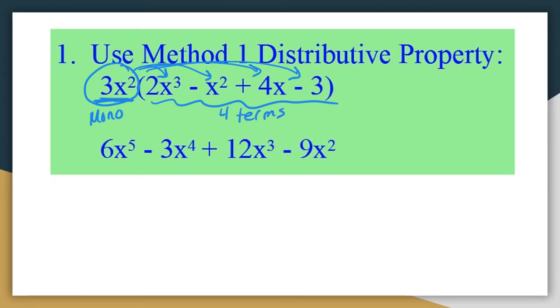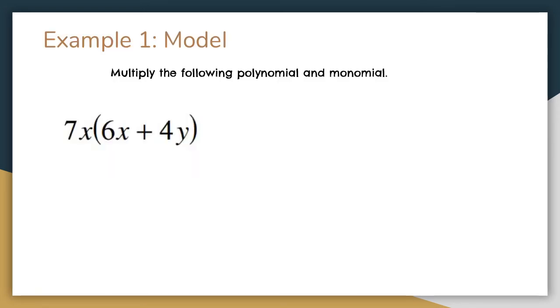And so our solution should have 4 distinct terms, unless we can suddenly combine like terms, which would happen if we could combine like terms in that first parentheses. Let's take a look at a more complex example of this. Here we have 7x outside the parentheses, multiplied by the binomial 6x plus 4y. So I'm going to go ahead and model through this.